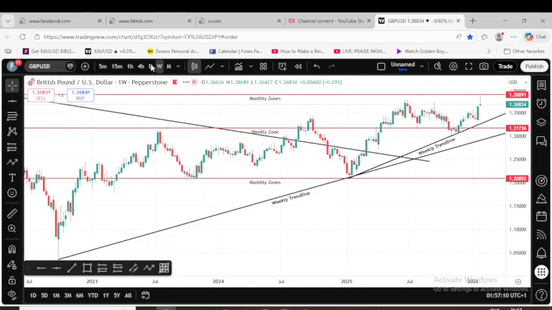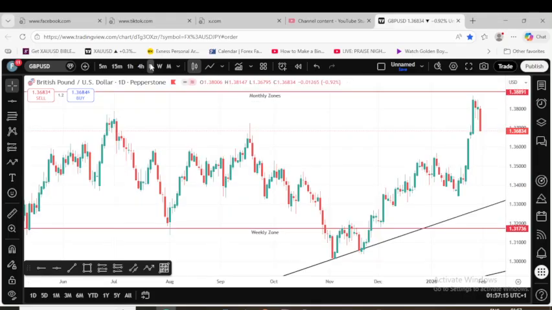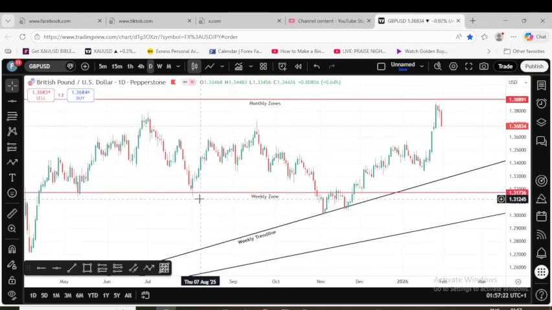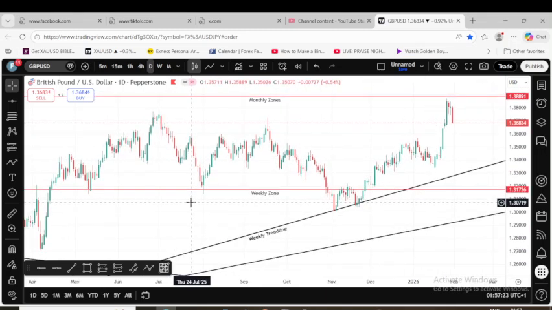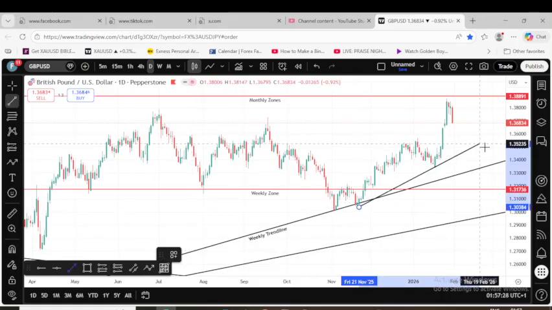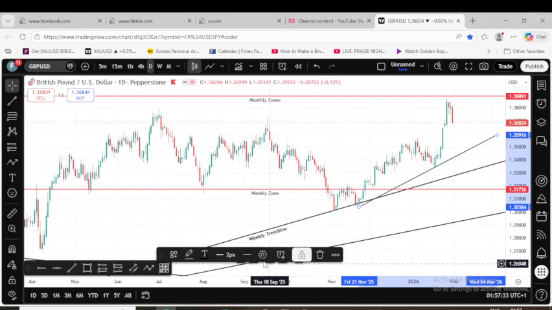Okay, so now let's go down to the daily time frame. On the daily time frame we do the exact same thing. We'll identify our zones, we'll identify our potential trend lines, which you can already see one here like this, and then we'll identify our trend origin.